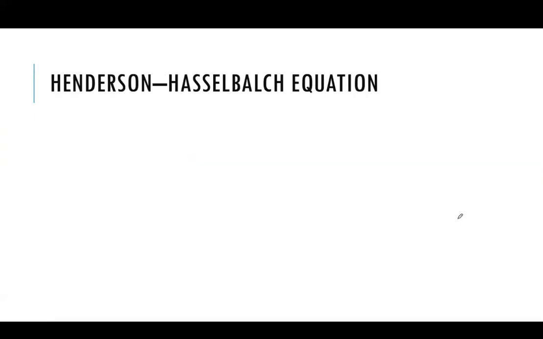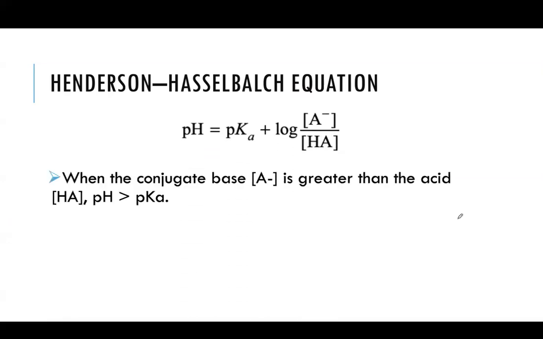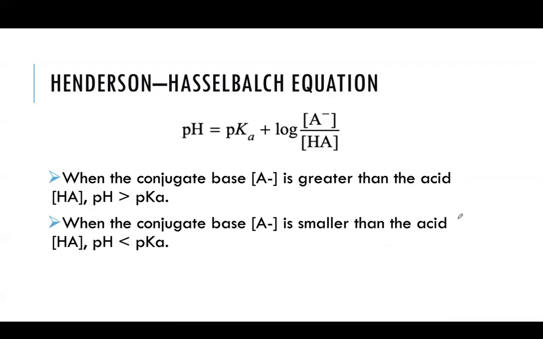Further, I would like to state that for this Henderson-Hasselbalch equation, when the conjugate base concentration A minus is greater than the acid HA, pH is greater than pKa. When the conjugate base A minus is smaller than the acid, pH is less than pKa. Those are two rules that would be good to memorize. I'm going to use this rule in this upcoming week.